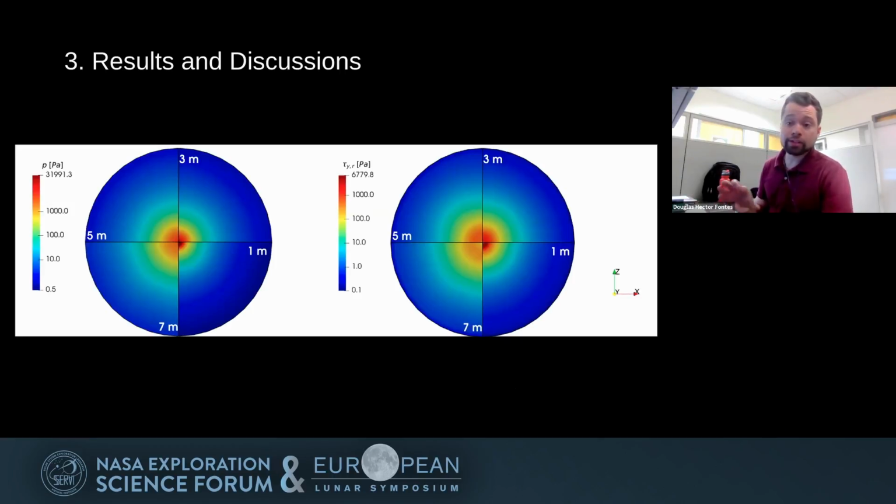As we can see, the pressure is maximum at the corner of the domain, while the maximum shear stress occurs at a certain radius from the center line of the rocket jet. This is due to a combined effect of the density and the velocity in the boundary layer for the shear stress.